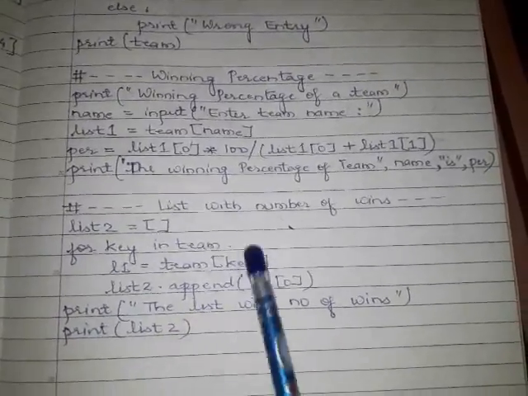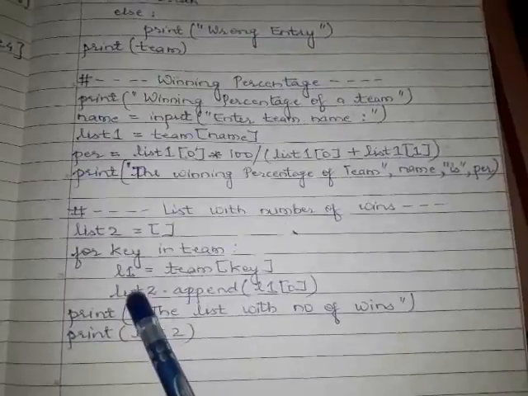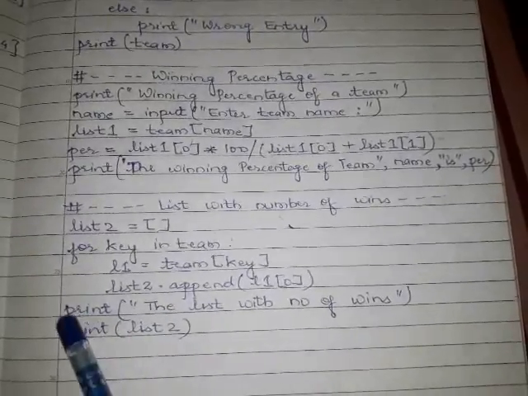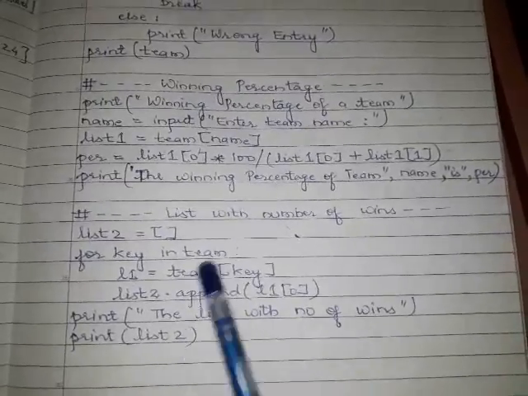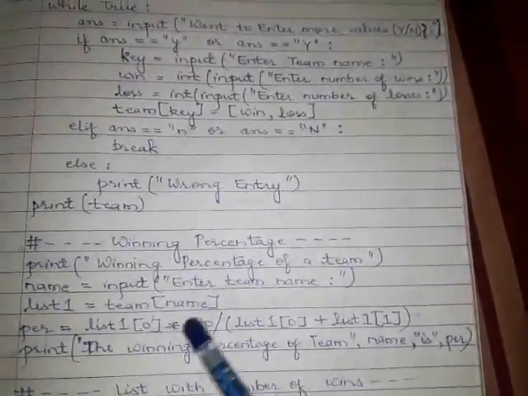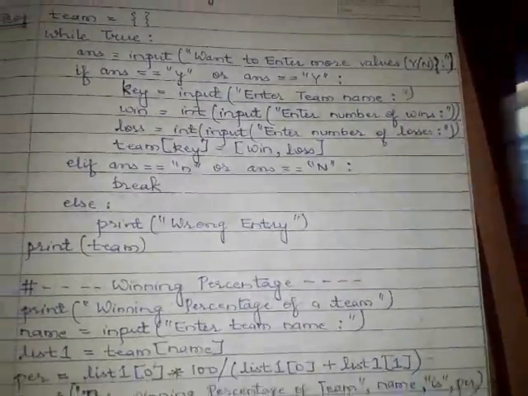Now after traversing all the keys, all the win values are appended in list 2. Now you have to print list 2, so print the list with number of wins. So this is the second part, this is the first part, and this is the main question in which our dictionary is created. When we look at the output, it is here.